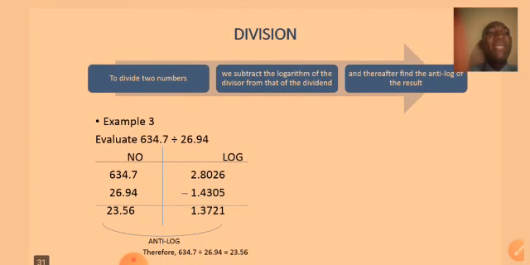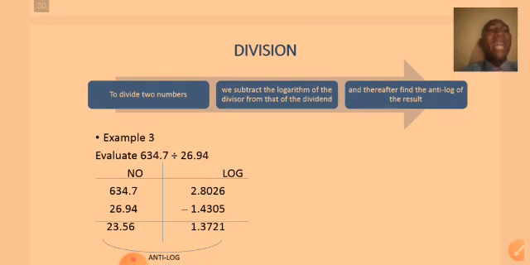So let's continue with division. We said to divide two numbers, we subtract the logarithm of the divisor from that of the dividend. In the process of fraction, a fraction is expressed as numerator over denominator. The numerator is referred to as the dividend, while the denominator is referred to as the divisor. That means the number on top is the dividend, while the number down is what we call divisor. So thereafter, you find the anti-logarithm of the result.